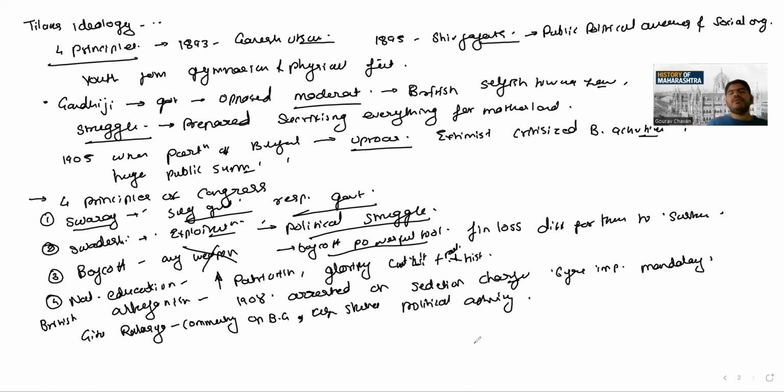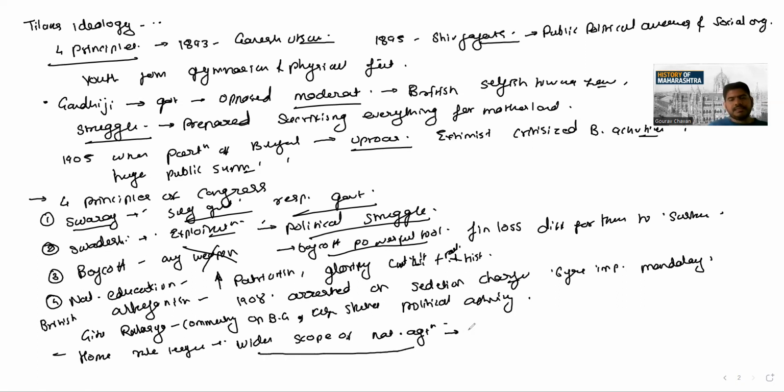By this time, he had been removed from the Congress. So he took the support of the new movement which was arising in India, called Home Rule, to widen the scope of national agitation. To widen the scope of national agitation, he participated in the Home Rule League.